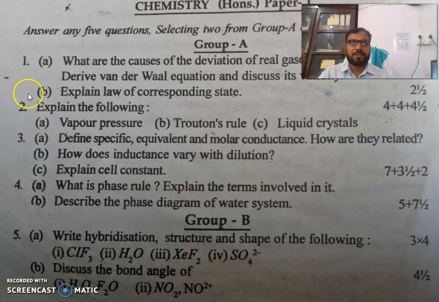Now the last question of this group A, what is phase rule? And explain the terms involved in it. So again, we have 2 questions here. First, you have to define the phase rule and then explain the terms involved in it. Then you have to describe the phase diagram of water system. So for water system, you have 7.5 marks, and for explaining the phase rule, you have 5 marks.